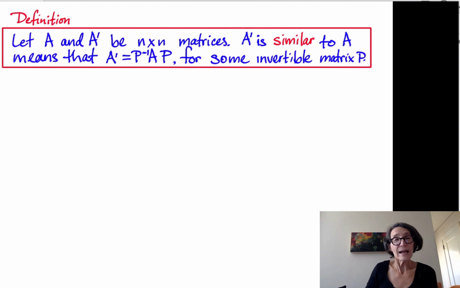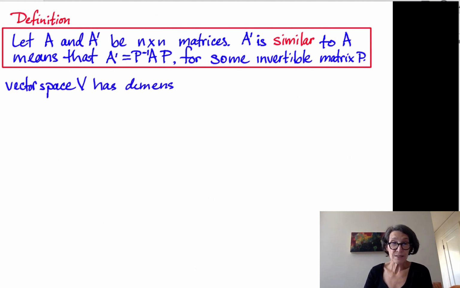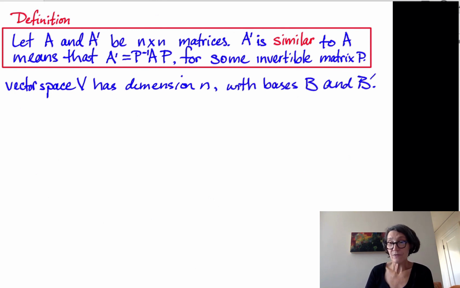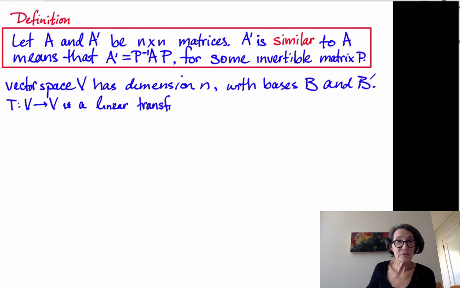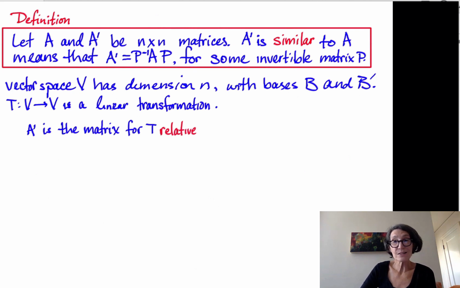So let's look at how this is related to linear transformations and matrices that represent linear transformations. Let's start with an n-dimensional vector space. So V has dimension n, and let's say we have two bases for V. B and B prime are two different bases for the same vector space. Then say we have a linear transformation T that goes from V to V, and suppose A prime is the matrix for T, but relative to the basis B prime.